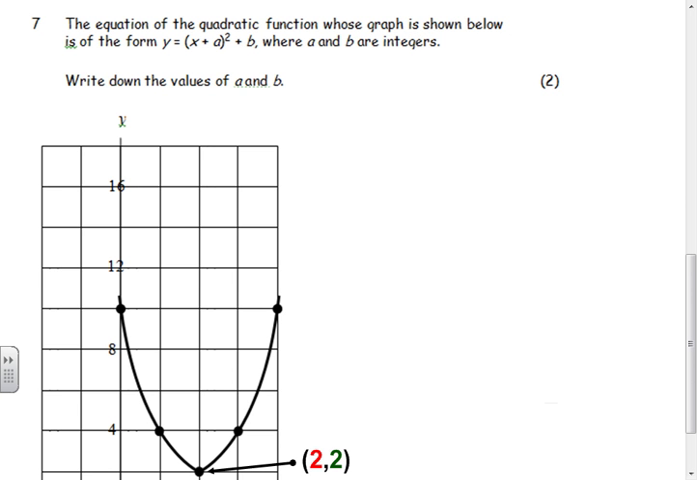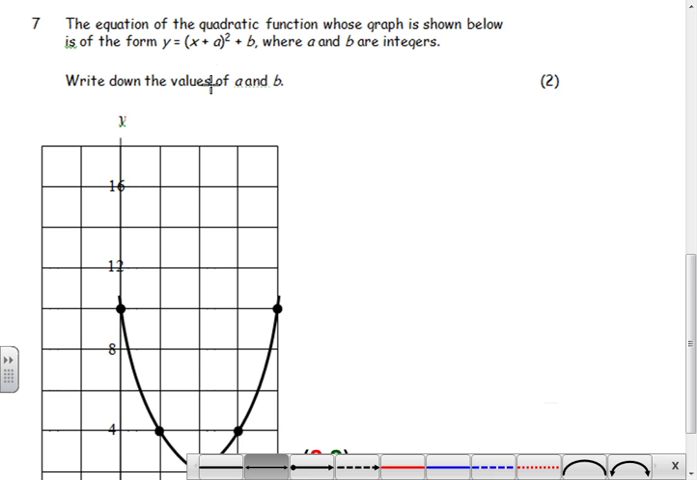In this lesson we're going to look at some more questions on how to pass the unit assessment for relationships. So let's look at question 7. The equation of the quadratic function whose graph is shown below is the form y equals (x plus a) squared plus b, where a and b are integers. Write down the values of a and b.